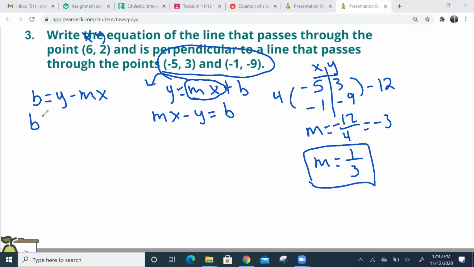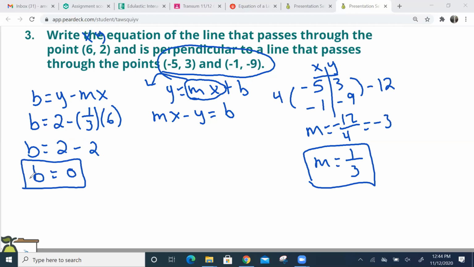Okay, so let's plug in the parts. So y is 2, m is 1/3, and x equals 6. So what's 1/3 of 6? You have 6 and you can cut it into 3 parts, so that'll be 2. So 2 minus 2 is 0. So there is our y-intercept. So there's our equation of a line: y equals 1 over 3x. And that's it because the y-intercept is 0. Okay, hopefully that makes sense.